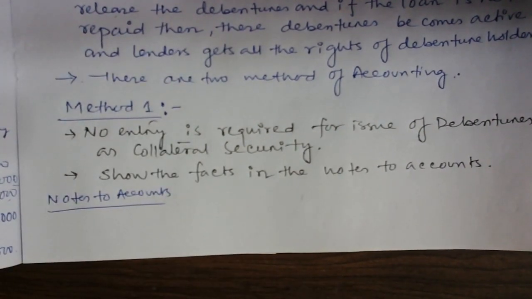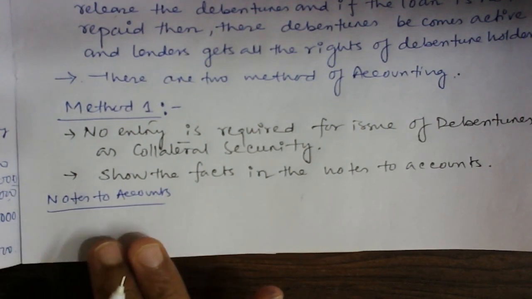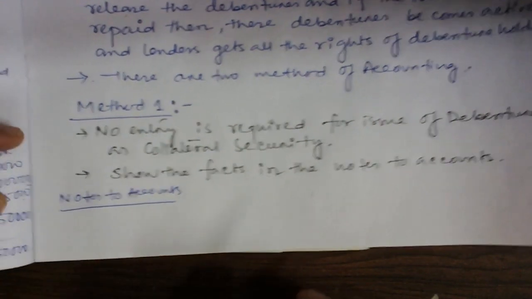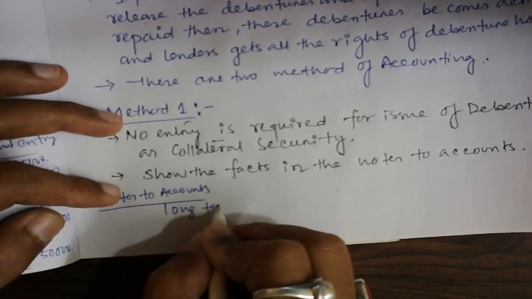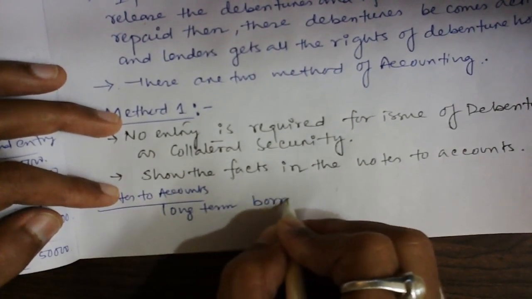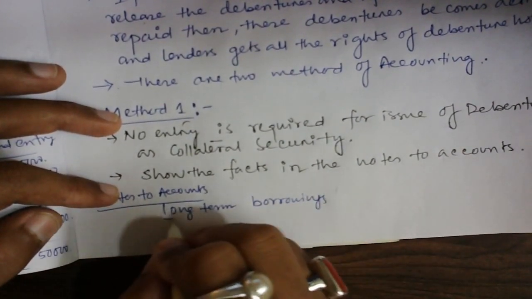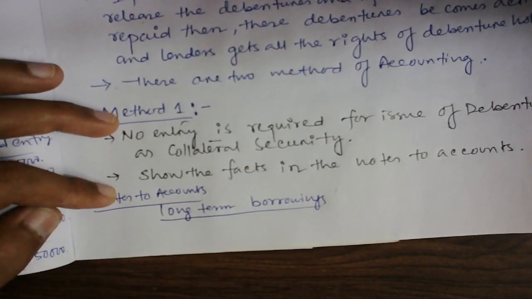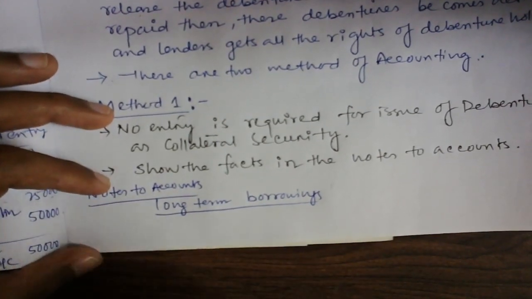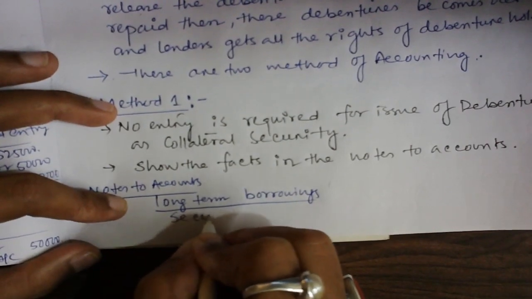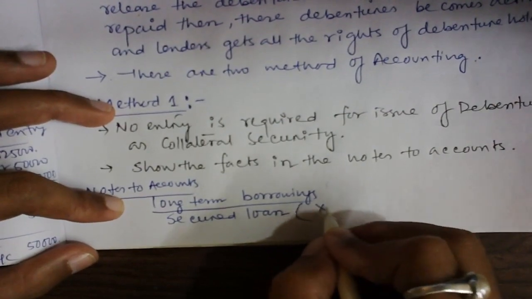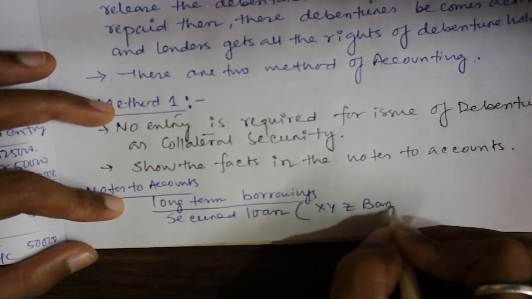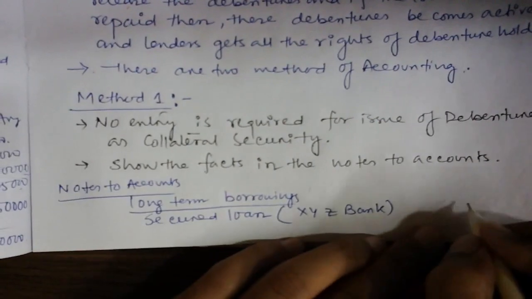Just think that we are preparing the balance sheet and these are the notes to accounts. So what we are going to show under long term borrowings, when you prepare the subheads, not the heads. When you prepare the subheads, long term borrowings under the head non current liabilities, then you just need to show secured loan. Let's say you can say XYZ bank, secured loan XYZ bank. You can show the amount here.